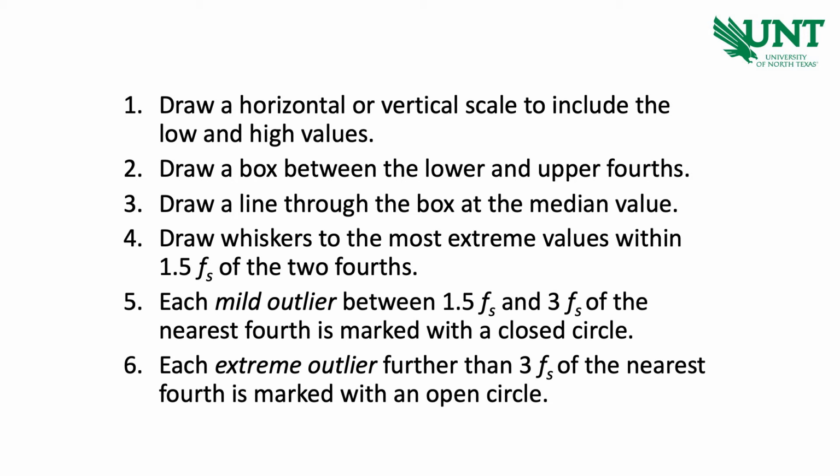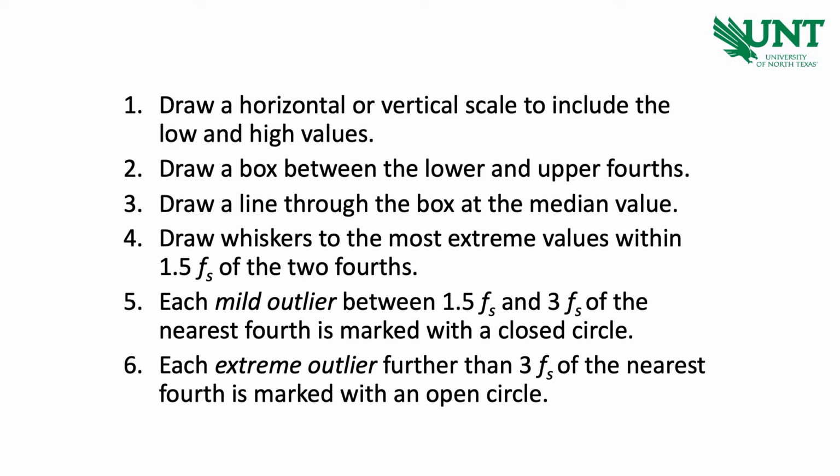Fifth, each mild outlier between 1.5 times the fourth spread and 3 times the fourth spread of the nearest fourth is marked with a closed circle. And sixth, finally, each extreme outlier farther than 3 times the fourth spread of the nearest fourth is marked with an open circle.